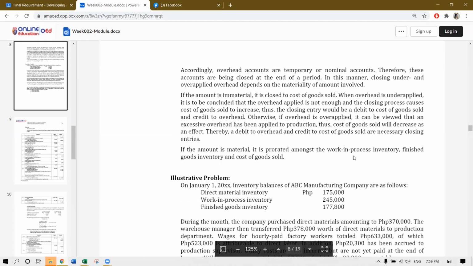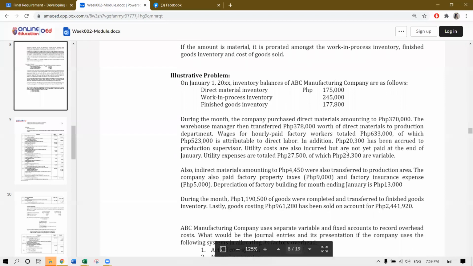How to do that? Compute how much is the ending work in process inventory, how much is the finished goods inventory, and how much is the cost of goods sold. Then, total them. Ratio them: how much is work in process divided by the total, how much is finished goods divided by the total, how much is cost of goods sold divided by the total. Multiply by the amount of over or under application. Later, we will learn this when we solve the problems.